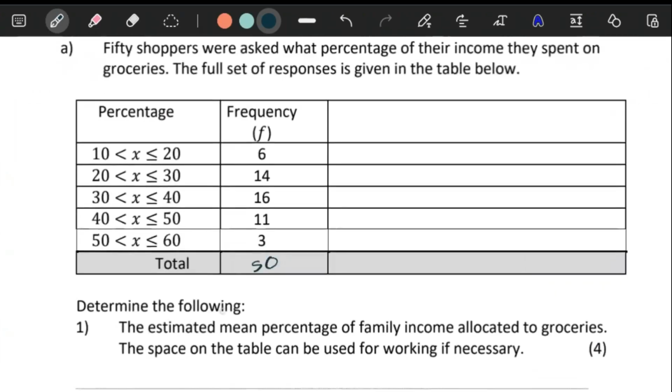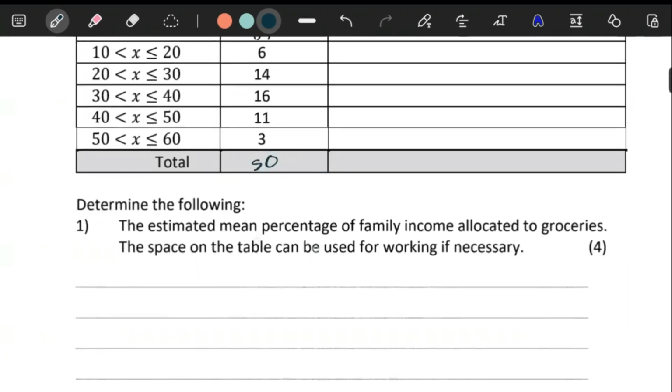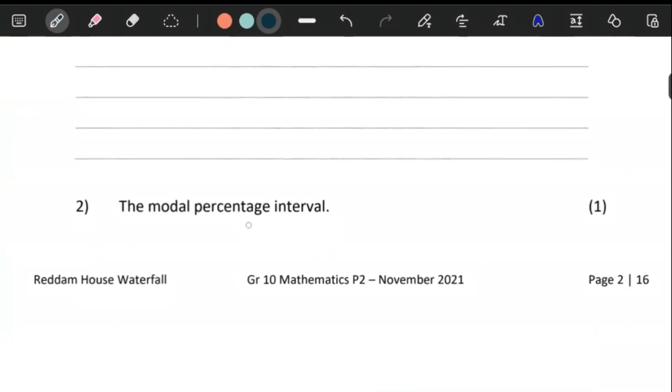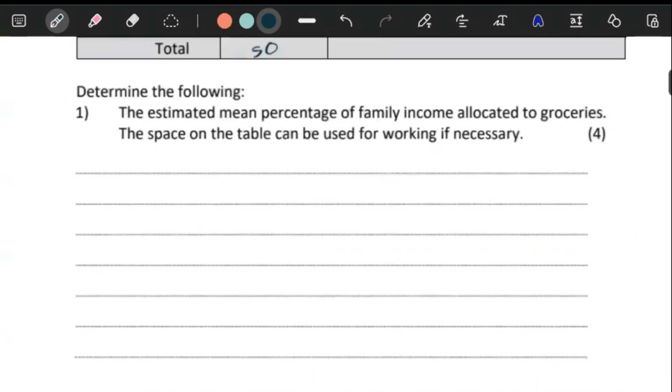Then they say determine the following. The estimated mean percentage of family income allocated to groceries. The space on the table can be used for workings if necessary. So if you're going to work out the estimated mean, let's see the other sets of questions. The modal class, okay. So we're going to work out the mean.